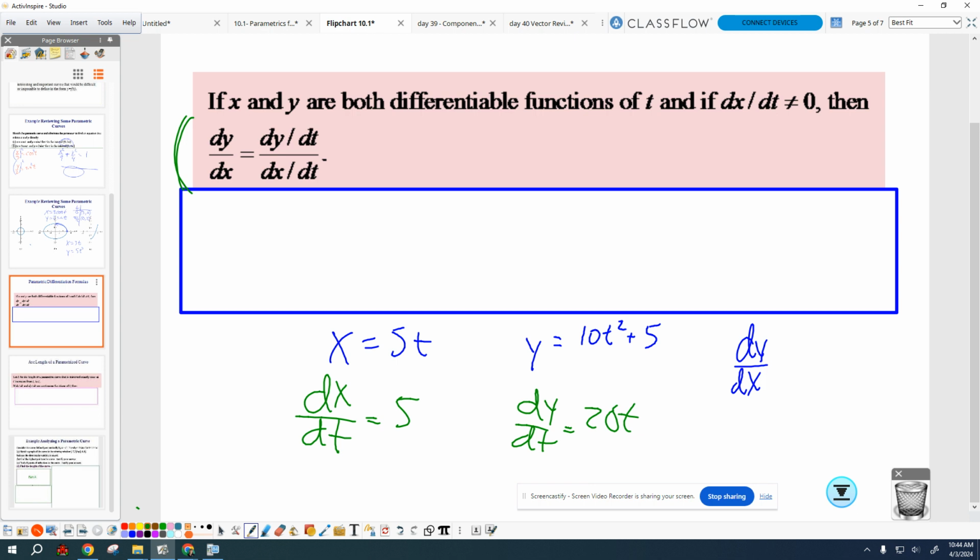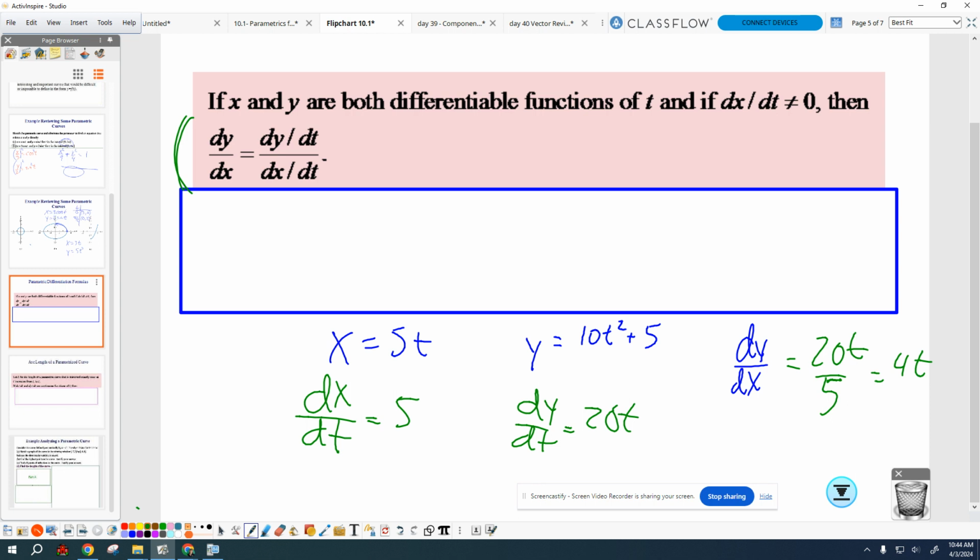Okay, well, that's not very exciting. Austin, then what is dy/dx? 20t over 5, which is 4t. Okay, simple enough? So we remember that. The hard thing is the double derivative.